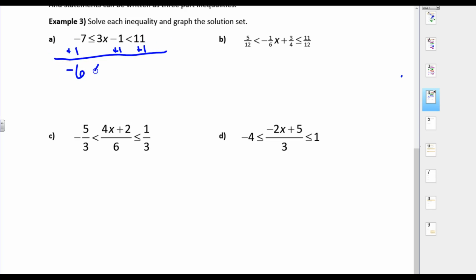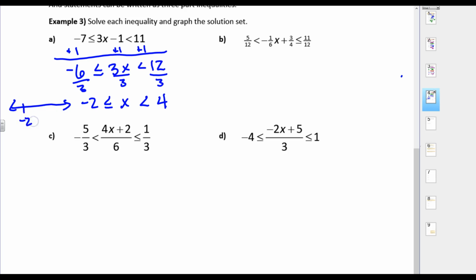So I get -6 is less than or equal to 3x, which is less than 12. I'm then going to divide all 3 sides by 3, and I end up with -2 is less than or equal to x, which is less than 4. And so when I graph that solution, it's going to look like I've got -2 and 4, zeros in between them, there'd be a closed dot on -2, an open dot on 4, and it's the shading in between them. So that's how I graph that solution.